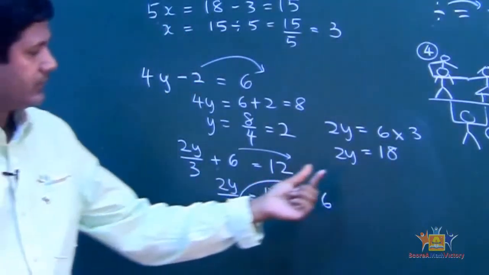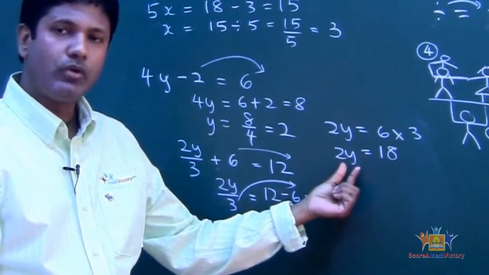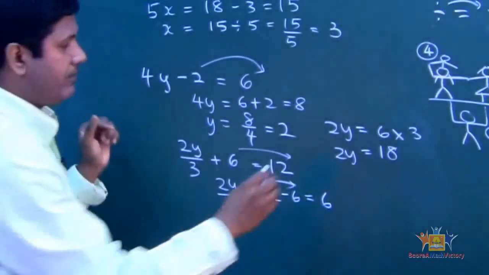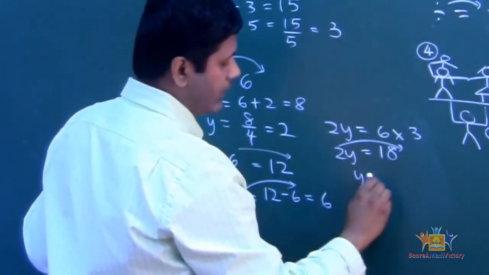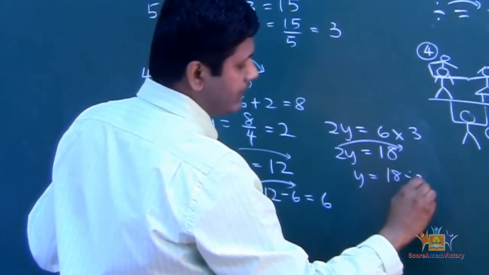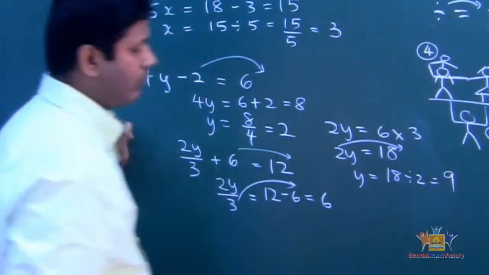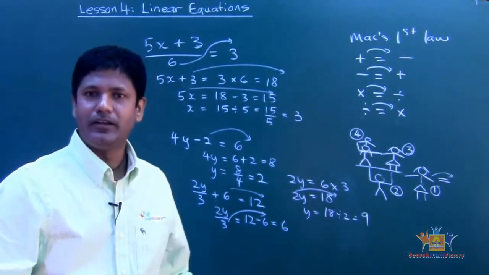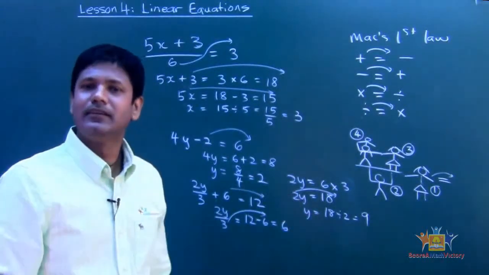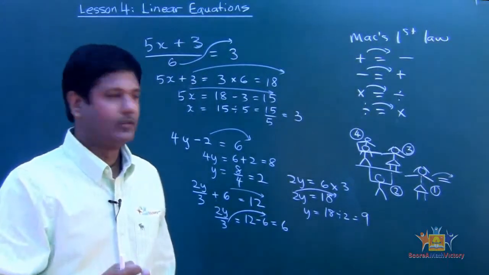Now who's next? Definitely 2. What's 2 is doing to y? It's multiplying. Okay, multiplication cross the bridge becomes division. Okay, that means y equals to 18 divided by 2, which is 9. Y equals to 9. Pretty easy, isn't it? Straightforward. See that? That's it. That's how easy it is.